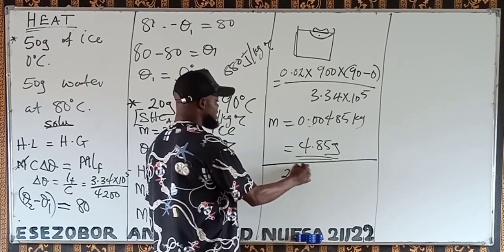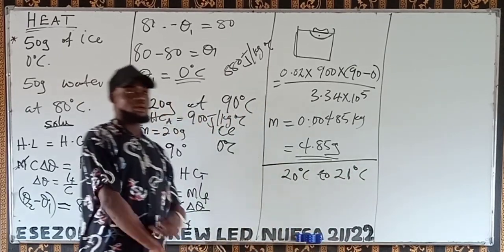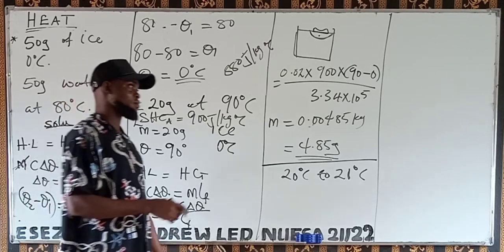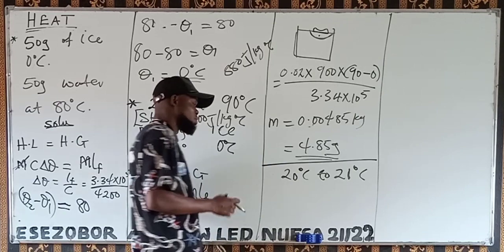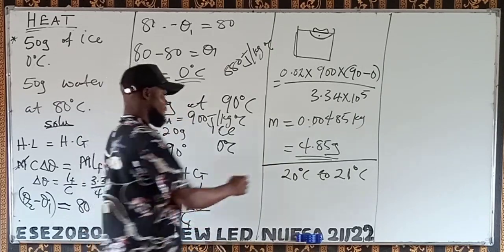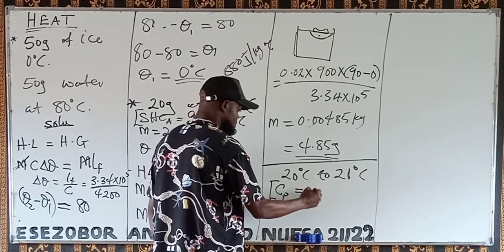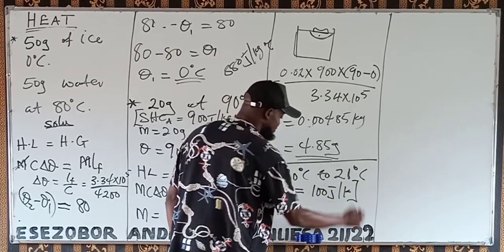From 20 degrees Celsius to 21 degrees Celsius. Assume Cp for that body is 100 joules per Kelvin.